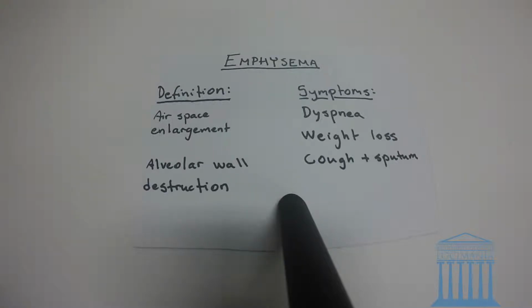The definition of emphysema is air space enlargement, and it happens because of alveolar wall destruction. This is because you have a phenomenon of air trapping happening inside the alveoli. So it's very easy for you to inhale the air and oxygen, but it's very hard for you to exhale. The air trapping occurs and the air is stuck inside.